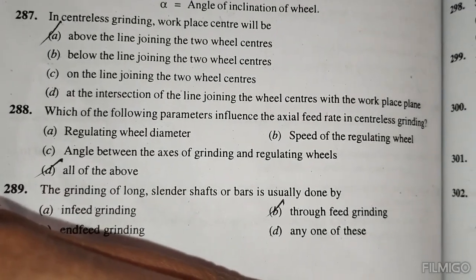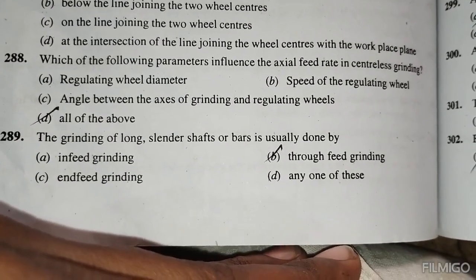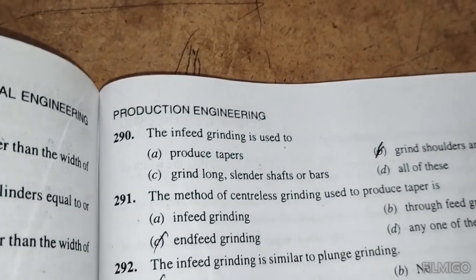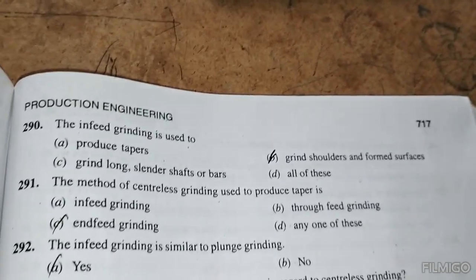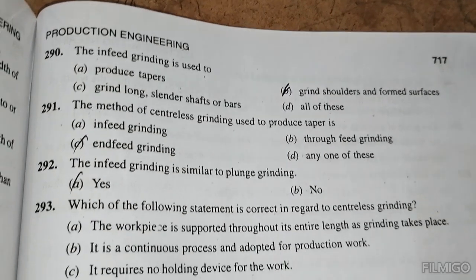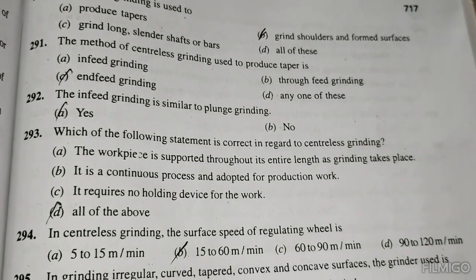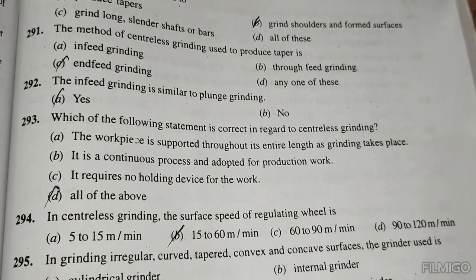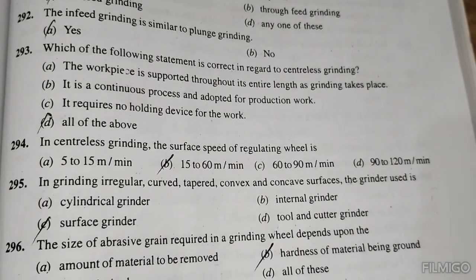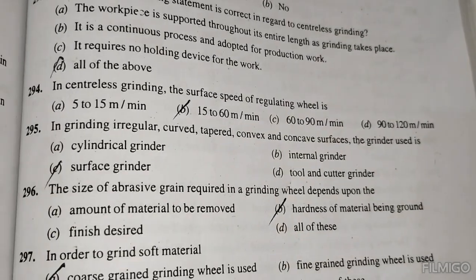Which of the following parameters influence the axial feed rate in centerless grinding? All of the above. The grinding of long cylindrical shafts is usually done by through-feed grinding. In-feed grinding is used to grind shoulders and formed surfaces. The method of centerless grinding used to produce tapers is end-feed grinding. In-feed grinding is similar to plunge grinding, yes. Which of the following statements is correct with regard to centerless grinding? All of the above.